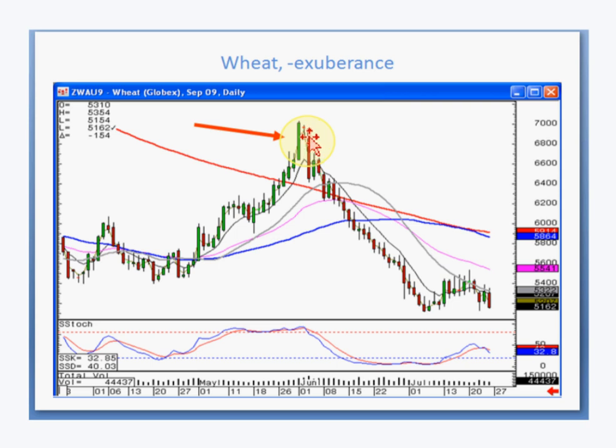That tells us if we start trading lower, that far away from the T-line, take profits. It's probably coming back to the T-line.